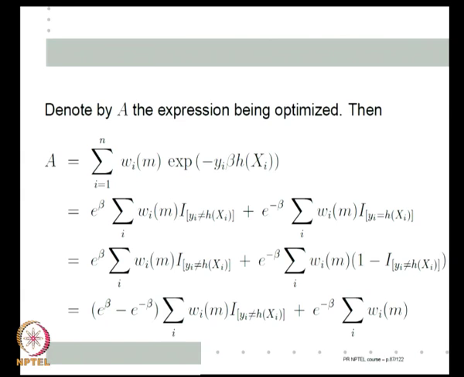This of course does not depend on h. So, minimizing over h, I only need to minimize over this. Even here, as long as beta is positive, e power beta minus e power minus beta is a positive quantity. So, it does not affect my minimizing. So, minimizing this whole expression over h is the same as minimizing only this expression over h. That is the result we are looking for, right.